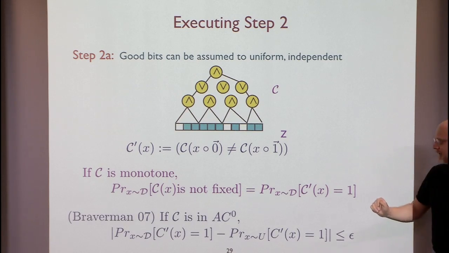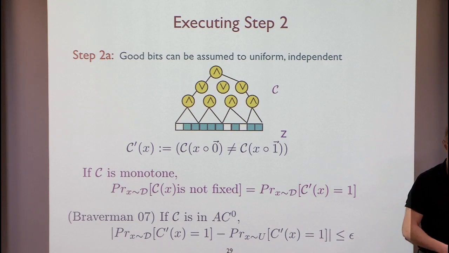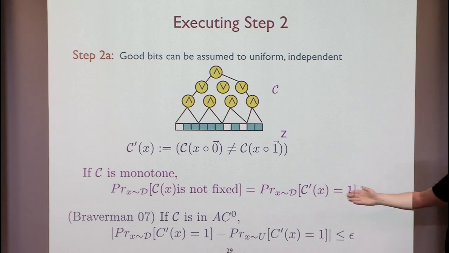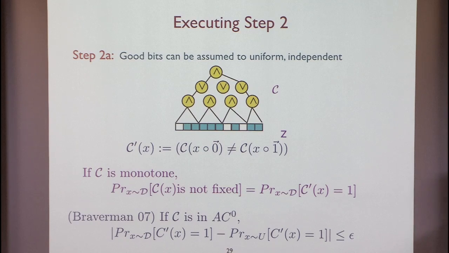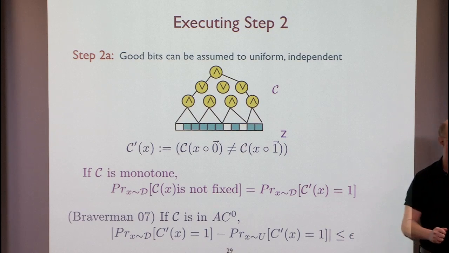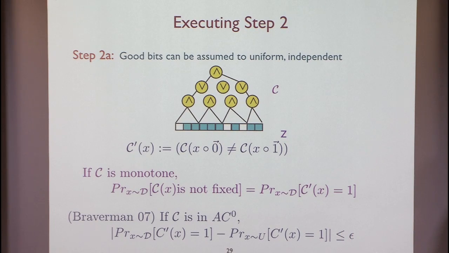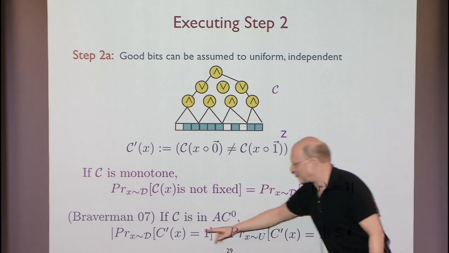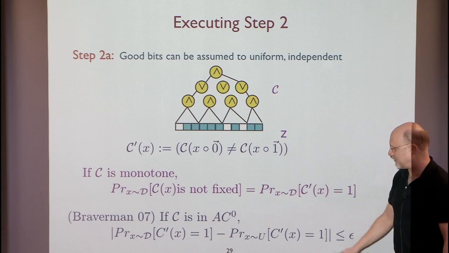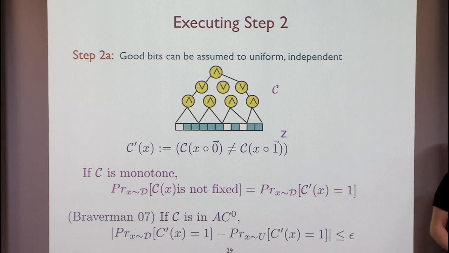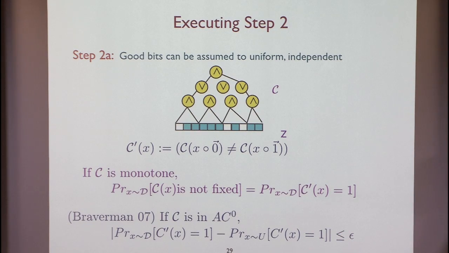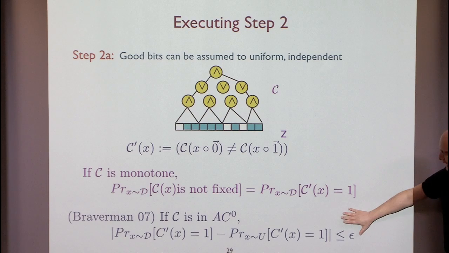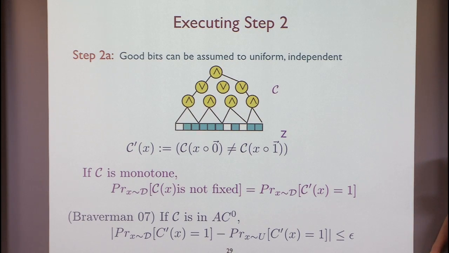The second idea is to use a result of Braverman. Braverman showed in a remarkable work that any AC0 circuit, meaning any circuit of constant depth and polynomial size, is fooled by polylog-wise independence. So if we choose the bits from a polylog-wise independent distribution D, it's the same as choosing them from a uniformly random distribution U. These probabilities will be very close to each other.